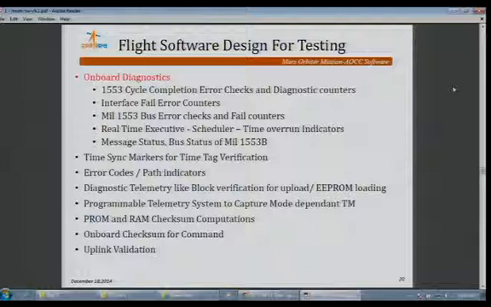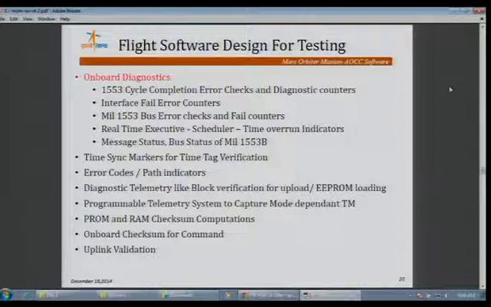For testing purposes, we also have some diagnostics on board, like whether the 1553 cycles are completed, or there are errors in the message transfers, or failures in the interface, or bus errors, or even the real-time executive scheduler. If there is a timer overrun, they are all indicated. These are all very important for us to do testing continuously. Continuous testing is possible because of onboard diagnostics. And even the time sync markers for time tag verification, because many of the time tag requirements are verified with this.